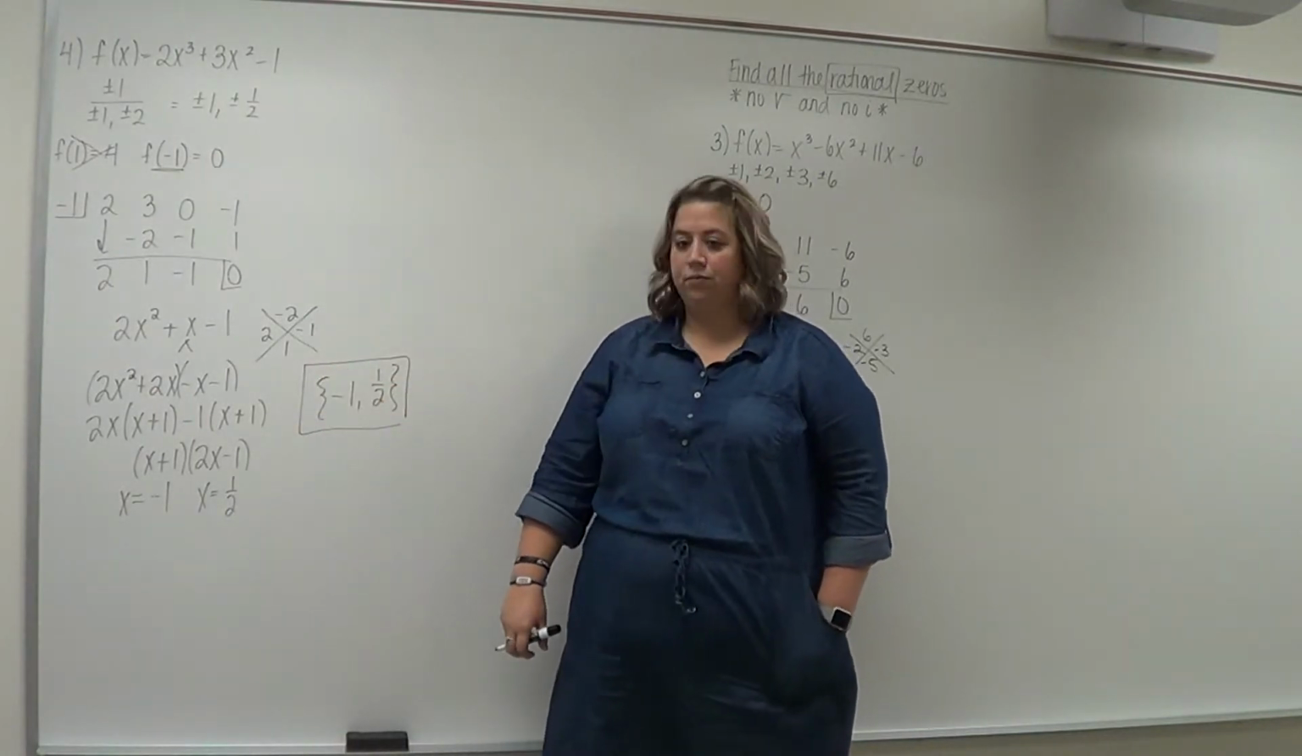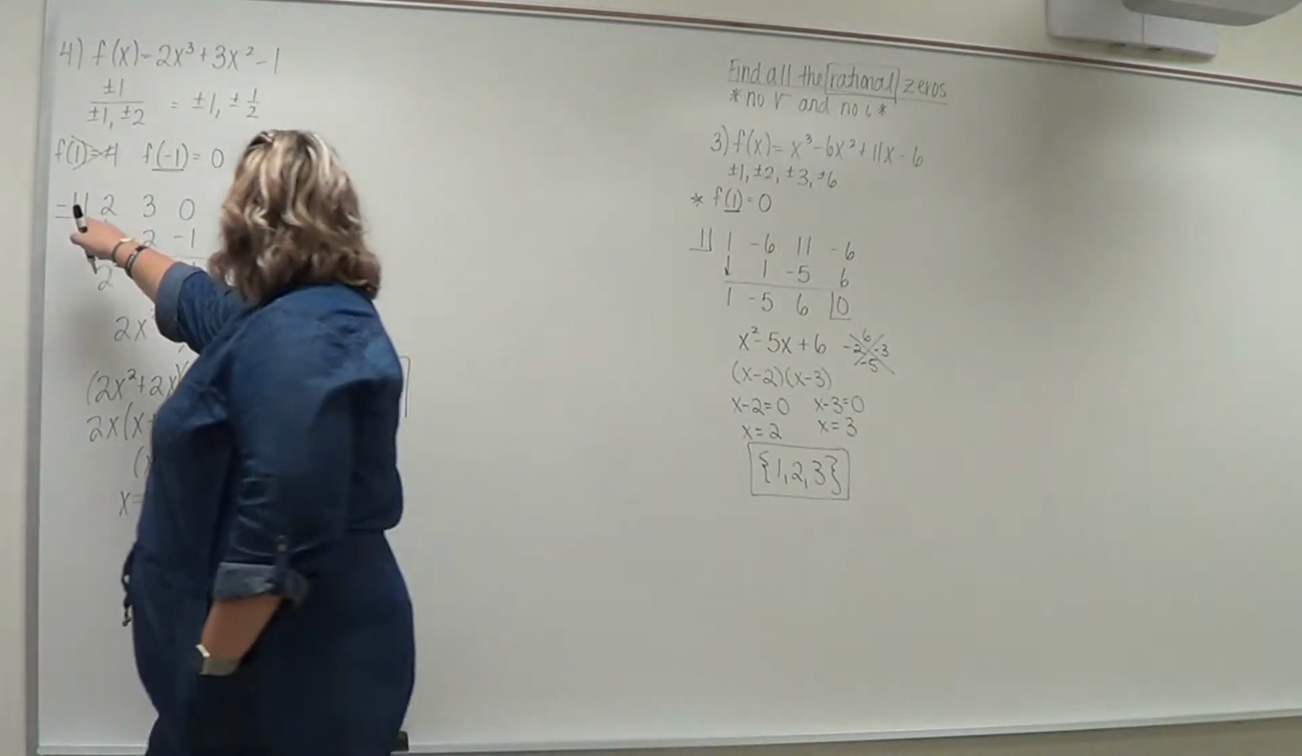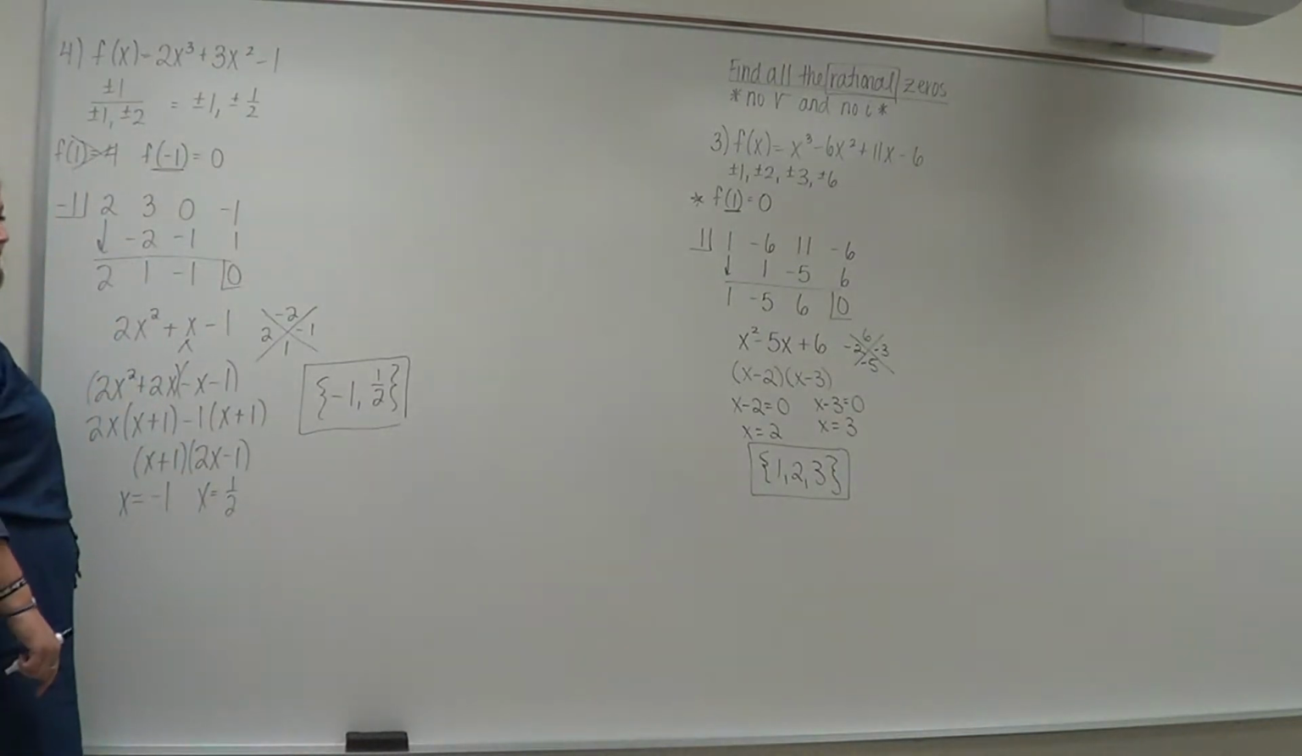So how come now it doesn't have 3 zeros? Yeah, it does. Negative 1 is a multiple 0. It has 1 zero, 2 zeros, 3 zeros. You just don't have to write it more than once. It's a multiple 0.